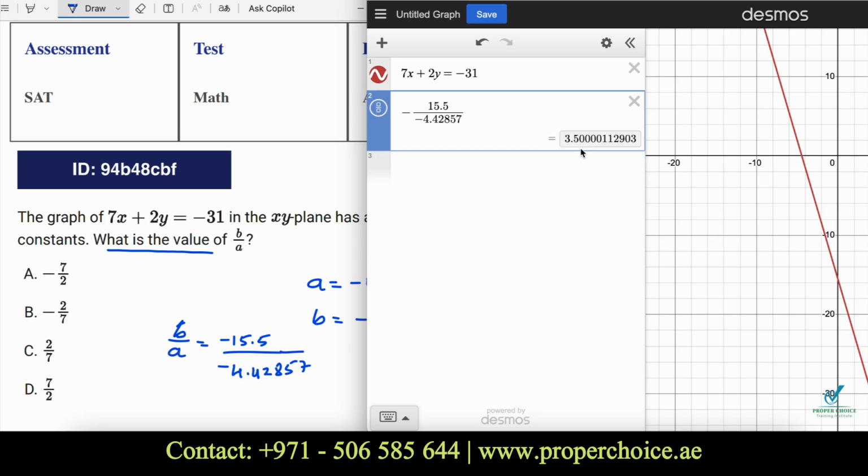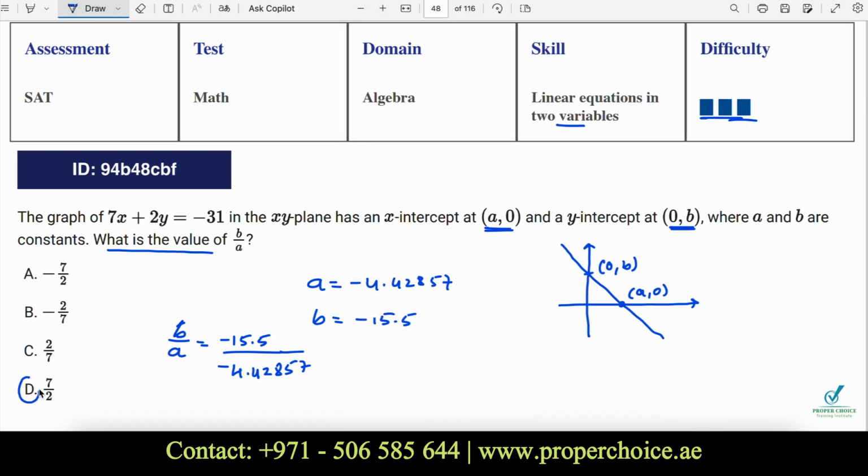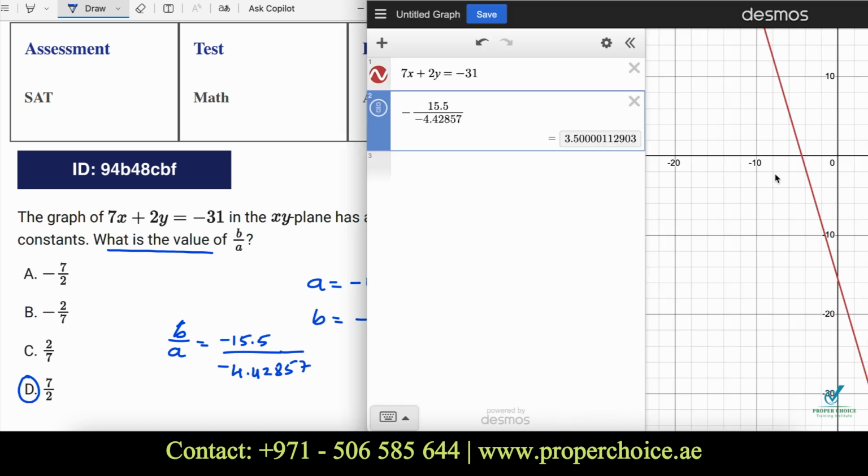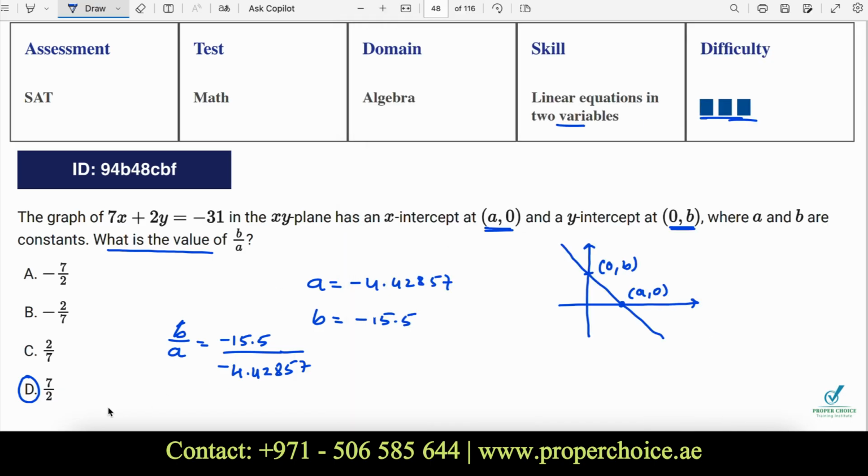In fraction, the value representing 3.5, which is positive, is 7 divided by 2, which gives me 3.5. Okay, so that's how the questions can be solved just by using Desmos. You can just type it in and you'll get an approximate answer. So that is going to be 7 by 2, which is also equal to 3.5 something, approximate value.